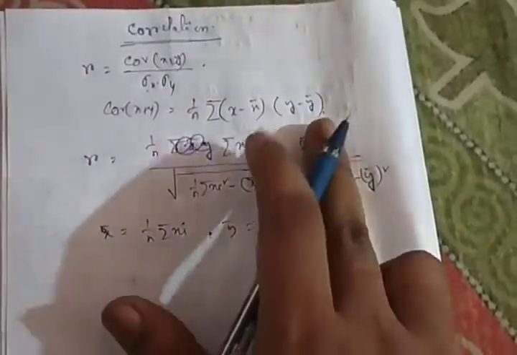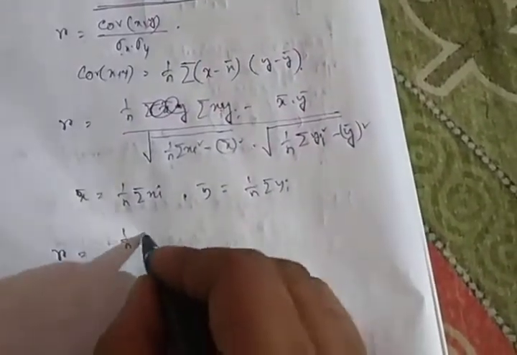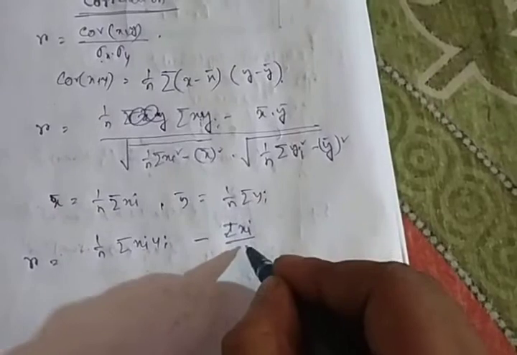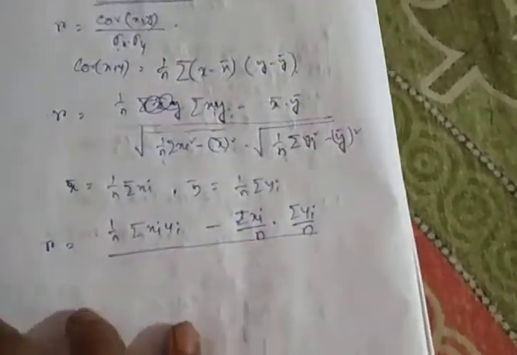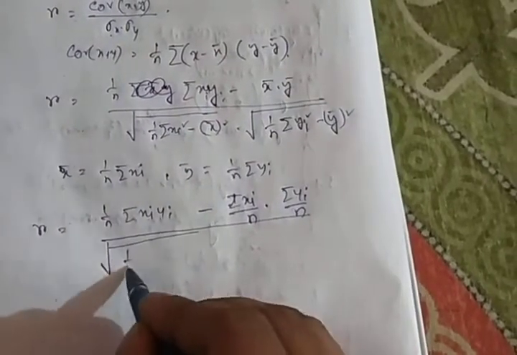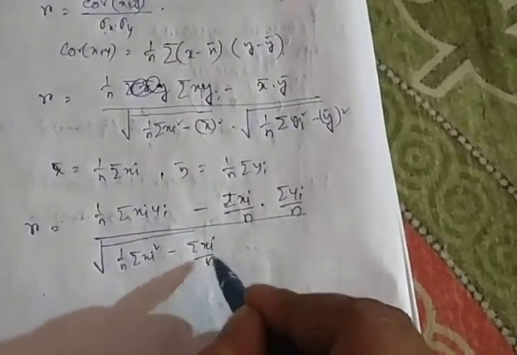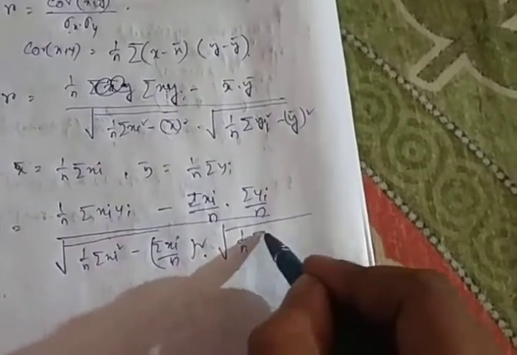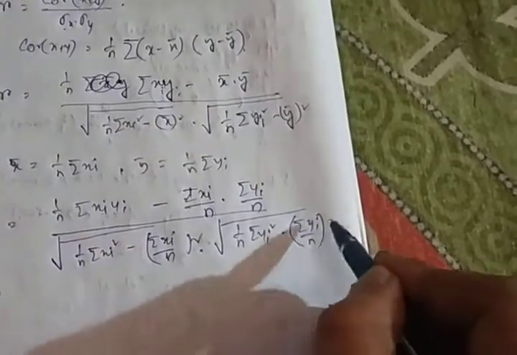So if we put this in the formula, we will get R equals 1 by n summation xi yi minus summation xi divided by n into summation yi divided by n, divided by root under 1 by n summation xi square minus (summation xi by n) whole square, into root under 1 by n summation yi square minus (summation yi divided by n) whole square.